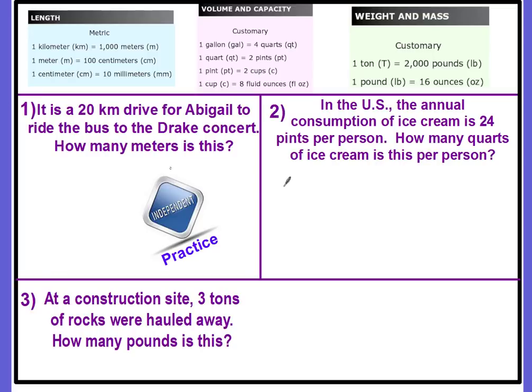And now you're ready to do your 3 practice problems. Make sure that you're using proportions to solve these. Set up your proportions. Once you're done with all 3, take them to your teacher to have them checked.